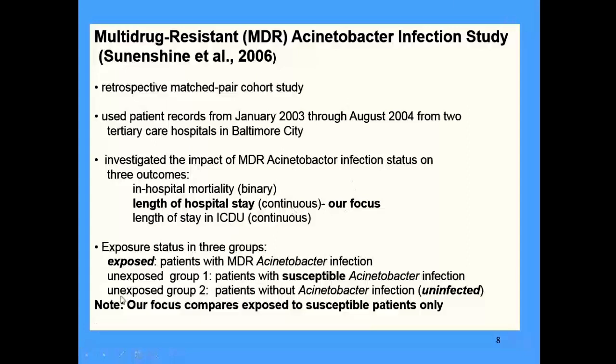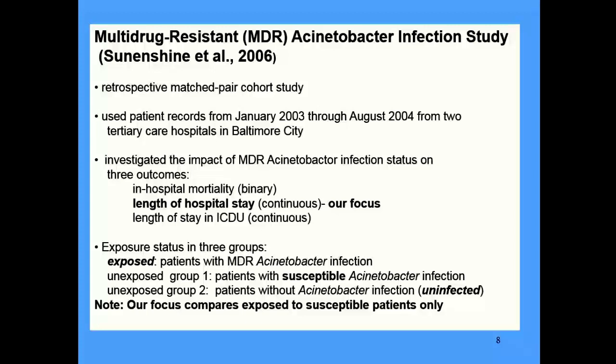For the exposure variable, there were three groups. One was patients who were resistant to treatment, patients with MDR Acinetobacter infection. There were two other groups, but one of them we're going to ignore. We're really only going to focus on the unexposed group, patients with susceptible Acinetobacter infection. Susceptible means they're not resistant. They could be treated for this infection and maybe get better.